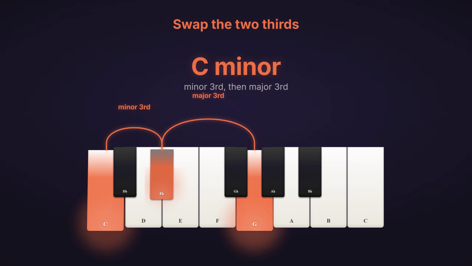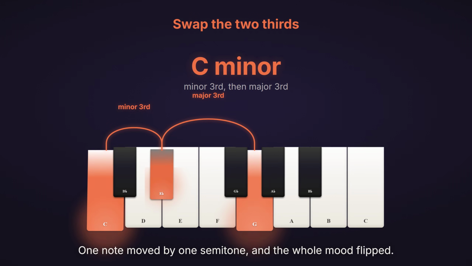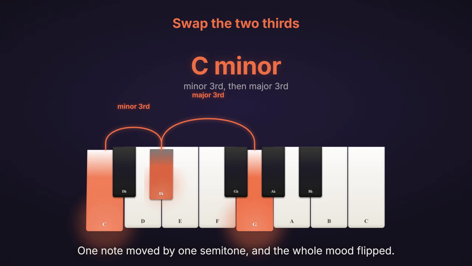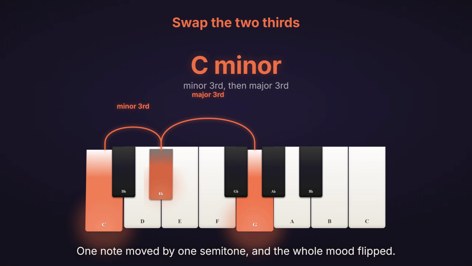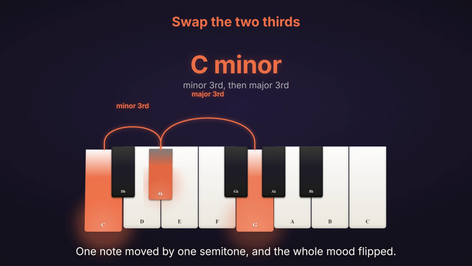Hear them back to back, the major triad, then the minor triad. The only thing that moved between them was one single note, the middle one, shifted down by 1 semitone, from E to E flat. 1 semitone. Yet the whole mood flipped from bright to dark. 2 bricks, the same 2 thirds, just in a different order, give you 2 completely different feelings. That tells you the middle note is doing something special, so let me pull the chord apart and show you which interval does which job.